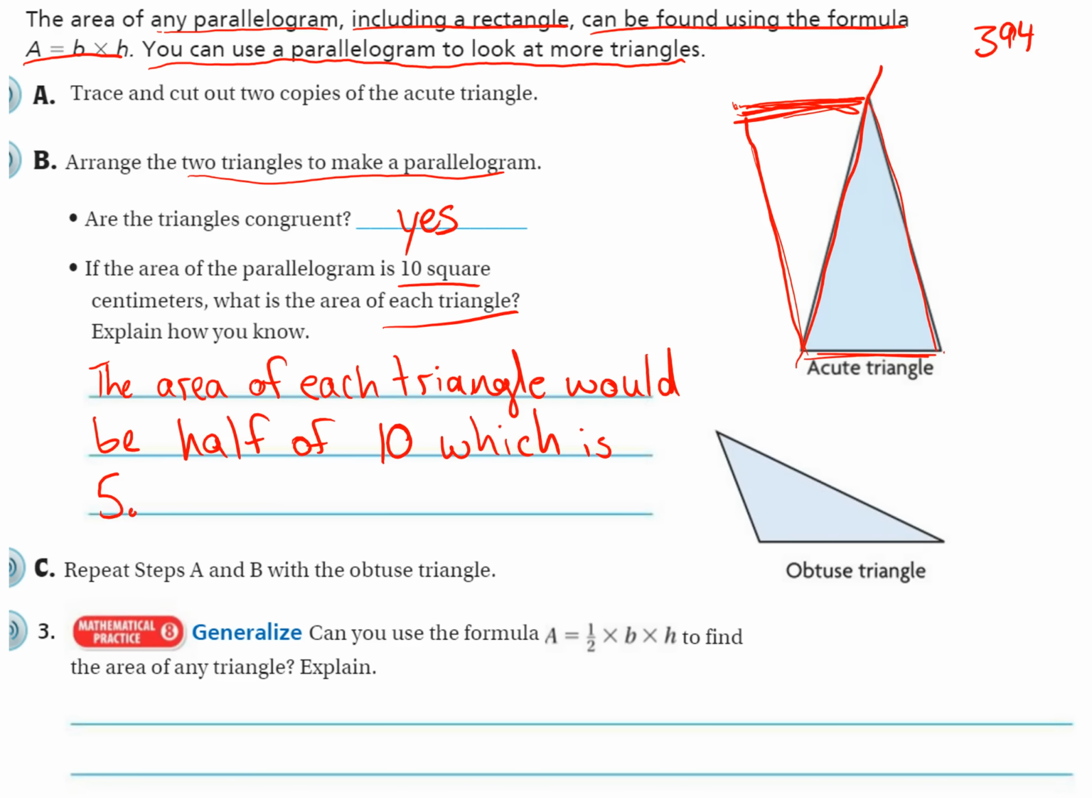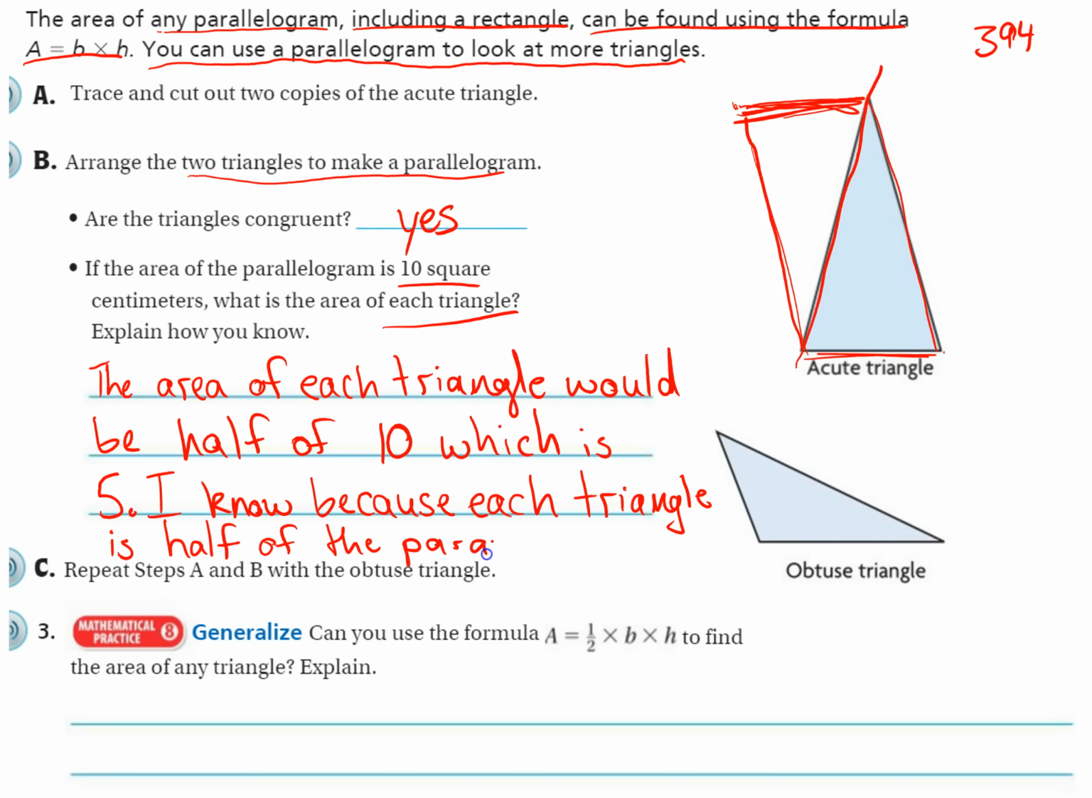Okay. Explain how you know. I know because each triangle is half of the parallelogram. Each one of these triangles is exactly half of the parallelogram. We cut the parallelogram in half.